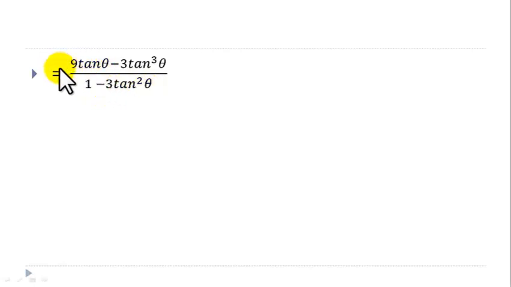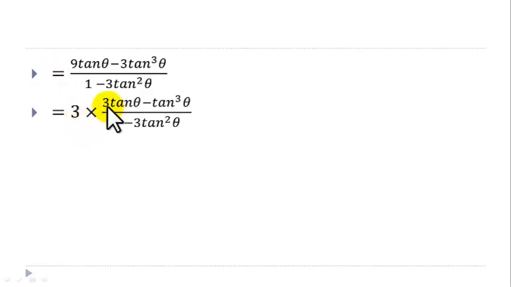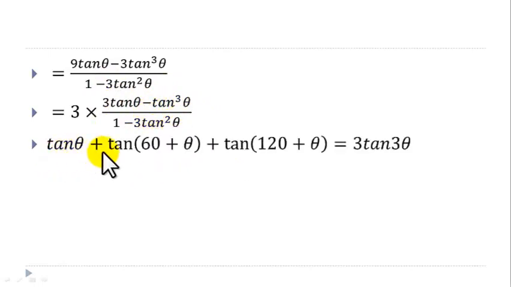When 3 is factored out here, we will obtain 3 times (3tanθ − tan³θ) all over (1 − 3tan²θ). And the whole of this expression is tan 3θ. So therefore, tanθ + tan(60° + θ) + tan(120° + θ) is equal to 3 tan 3θ.